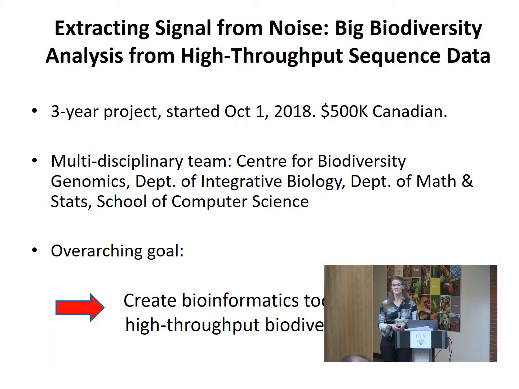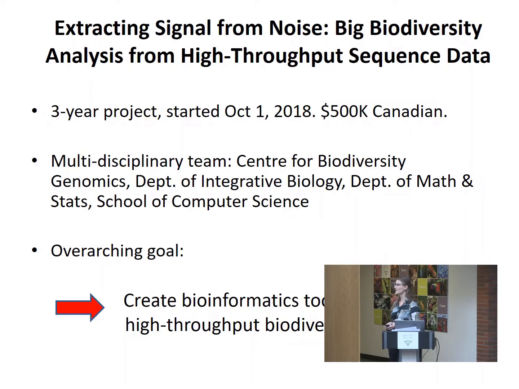So as I mentioned, this is a brand new project. Hopefully the formal funding announcement will be soon, but it's a 3-year project just starting this October with a multidisciplinary team working together on this. And our overarching goal is to create bioinformatics tools that help to facilitate high-throughput biodiversity science in service of the iBOL community as well as the broader scientific community.